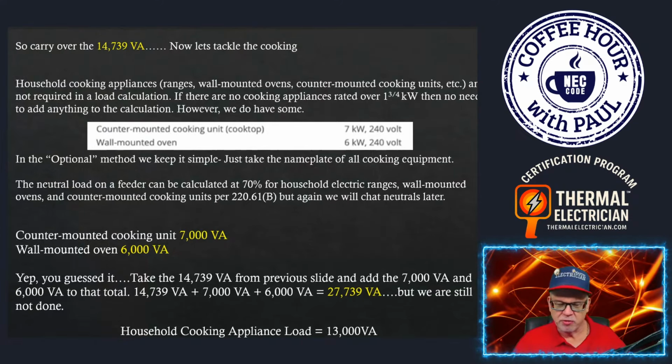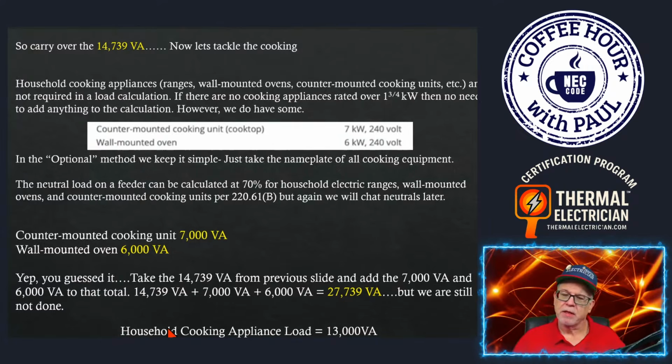All right. So let's see here. 14,739 plus 7,000 plus 6,000 is 27,739. And that is what we have on the screen right here. Okay. So we're good to go right here. We got it. We're not done yet. We still have heating, and still have some stuff to do.